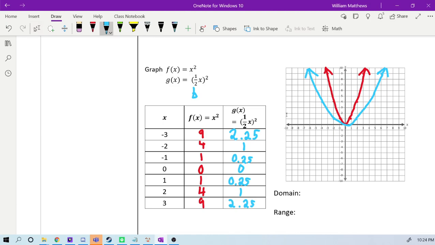Domain, yet again, still does the same thing. We can use any x value and have some form of output. And our range will be any y value that is greater than or equal to our lowest point in this situation, which is 0.